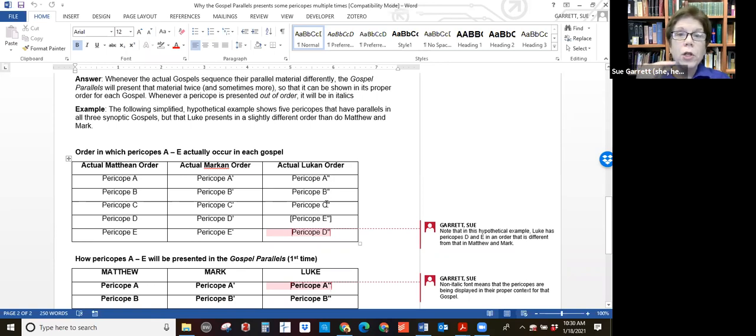But in Luke's gospel, imagine these two pericopes are not in the same order. Luke, for whatever reason, puts this pericope, which I've labeled E, before the one I've labeled D. So in this hypothetical example, Luke has pericopes D and E in an order that is different from that in Matthew and Mark.